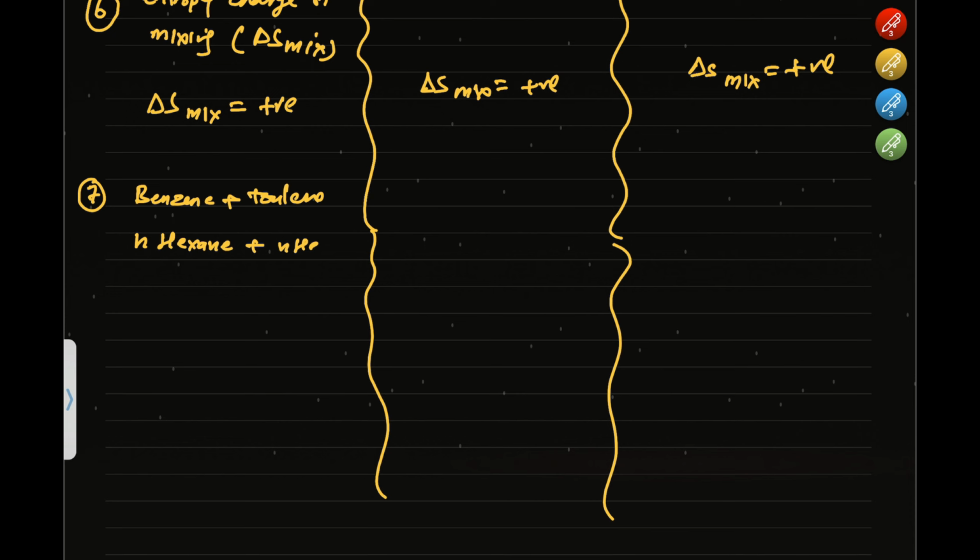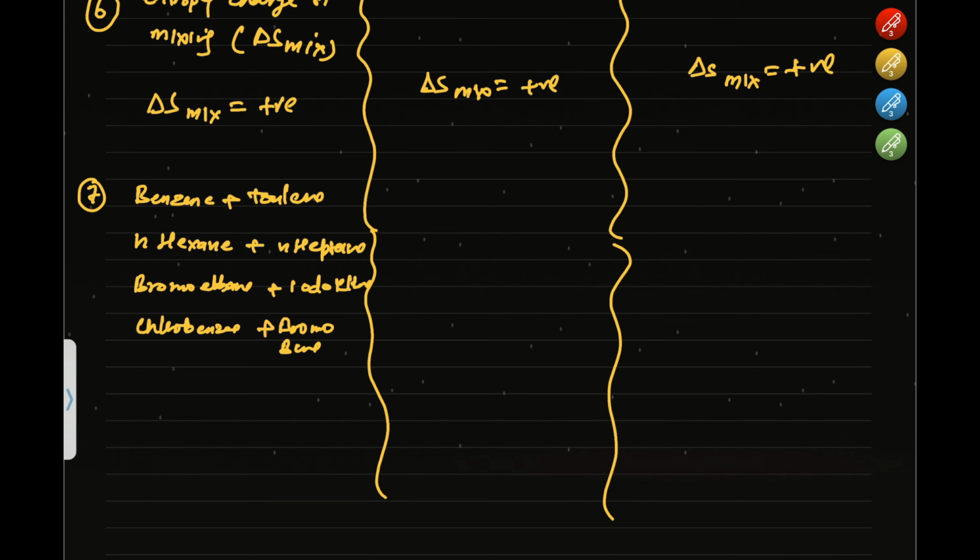Or n-hexane plus n-heptane, or bromoethane plus iodoethane, and the last example is chlorobenzene plus bromobenzene. Okay, you have to learn all these examples, they are very important.